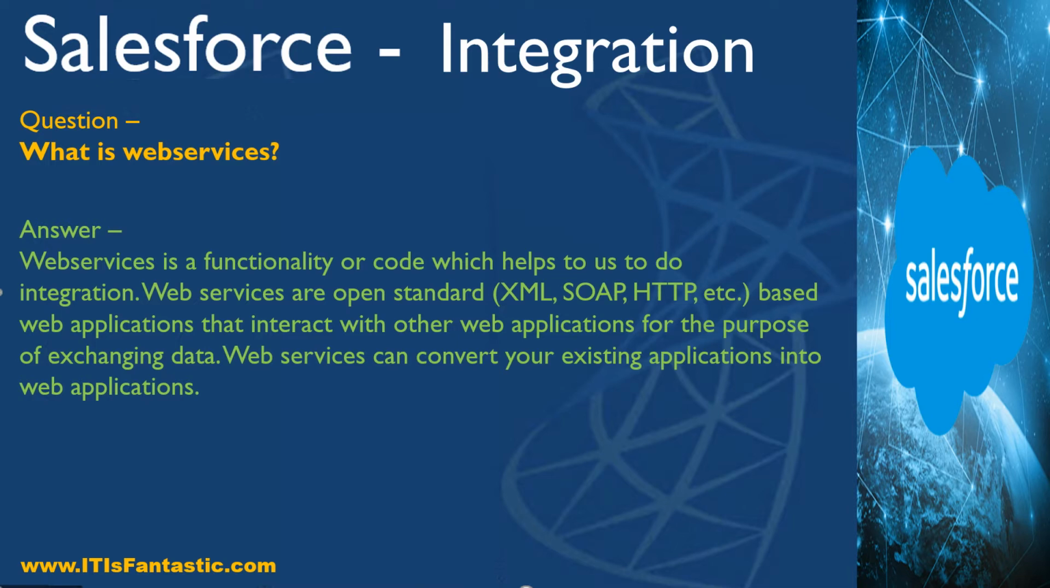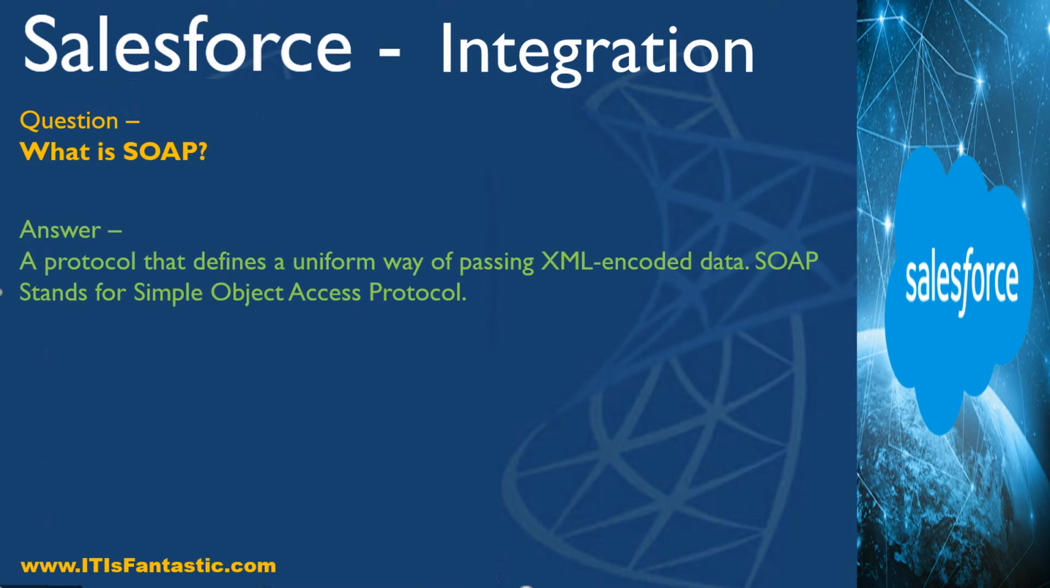What is a web service? A web service is a functionality or code which helps us to do integration. Web services are open standard, such as XML, SOAP, HTTP-based web applications that interact with other web applications for the purpose of exchanging data. What is SOAP? A protocol that defines a uniform way of passing XML encoded data. SOAP stands for Simple Object Access Protocol.